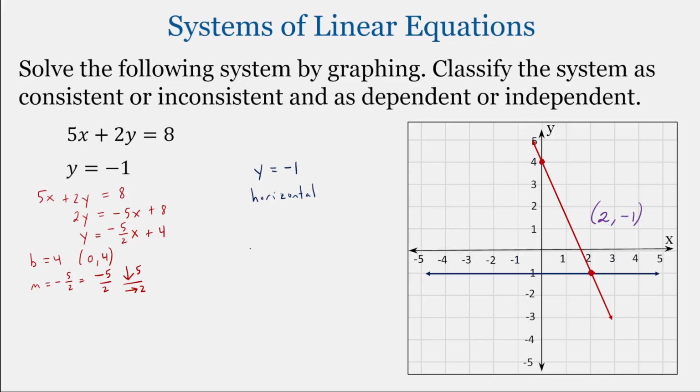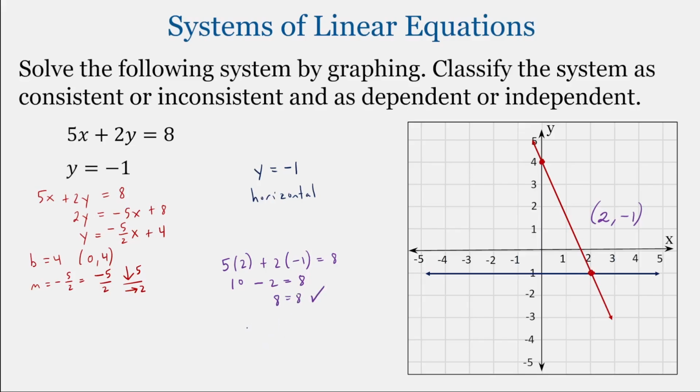Let's go ahead and check this answer. So we check it by plugging this value into both equations. So for the first equation, we're going to have 5 times 2 plus 2 times negative 1 equal to 8. So this is 10 minus 2 equal to 8. So we end up with 8 equal to 8. Well, that's a true statement.